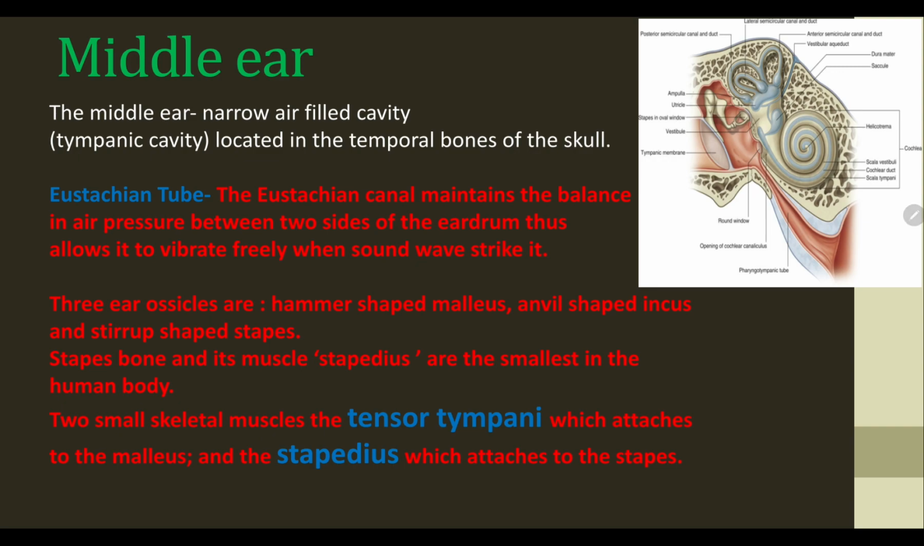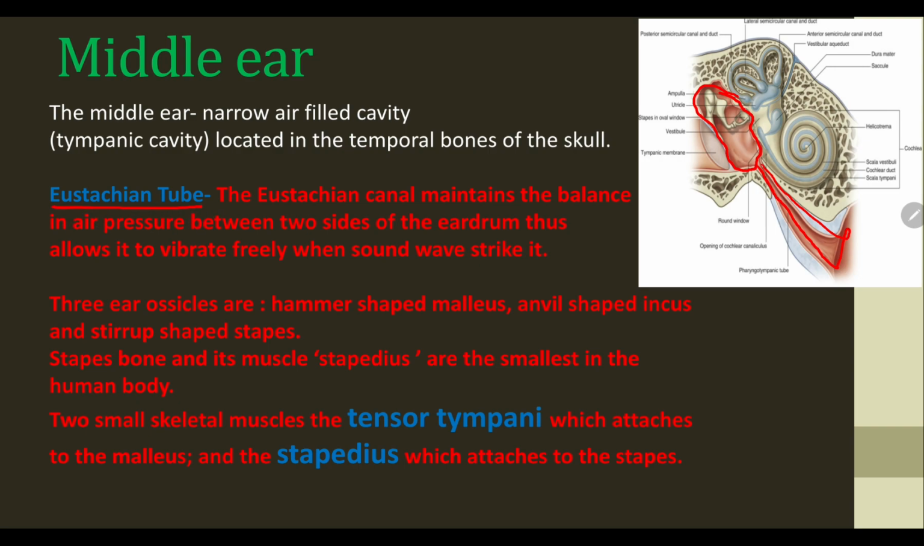Then the next part is the middle ear. This middle ear is a narrow air-filled cavity located in the temporal bone of the skull. You see here, up to here is the external ear, and then this air-filled portion is the middle ear. Are you clearly observing that the middle ear is connected to the pharynx also? It is connected to the pharynx by a tubular structure. That tube is called the Eustachian tube.